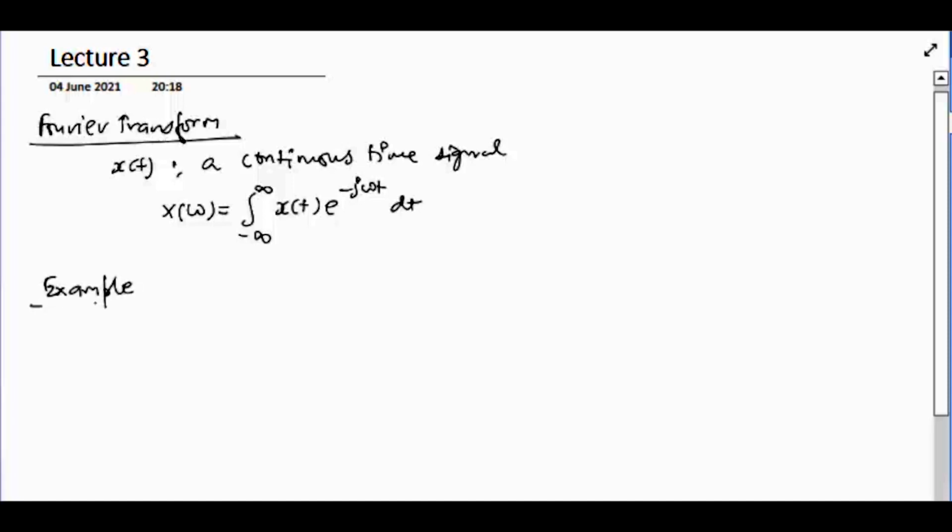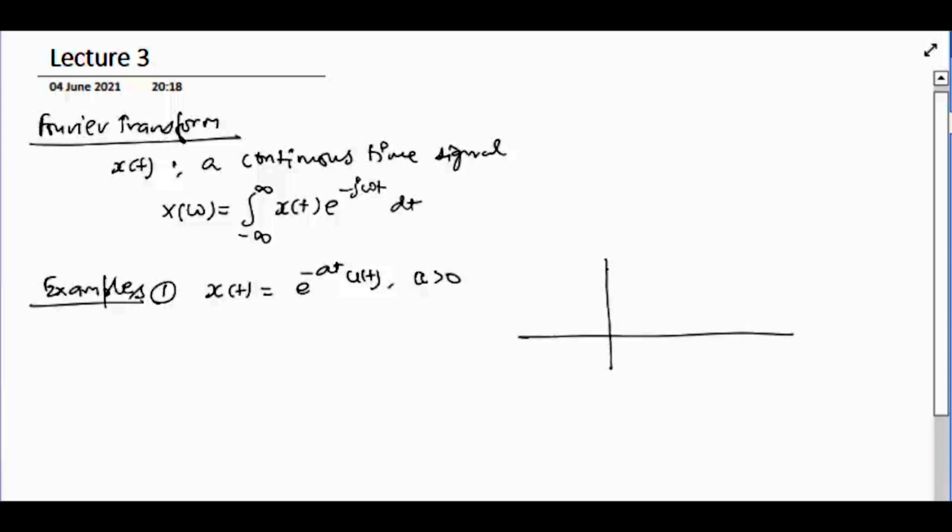In fact, we will see several examples. So here is our first example. Say x(t) is e raised to minus a t u(t), where a is greater than 0. If you plot, this signal would look like follows. It's a real signal. This is 1, e raised to minus a t. This is t. This is my x(t).